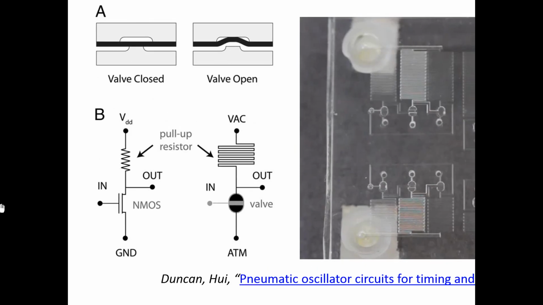so in an electrical circuit, if you have a high voltage input, it'll give you a low voltage output. In a pneumatic circuit, if you have a high pressure input, it'll give you a low pressure output. Okay, so this is the electrical circuit. This is the fluidic equivalent of that circuit. You can see that a resistor in the fluidic circuit is just a long channel in the pneumatic device.